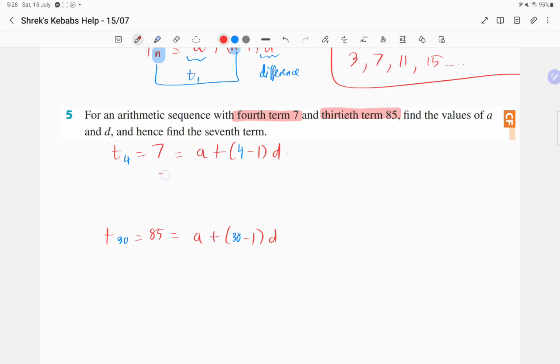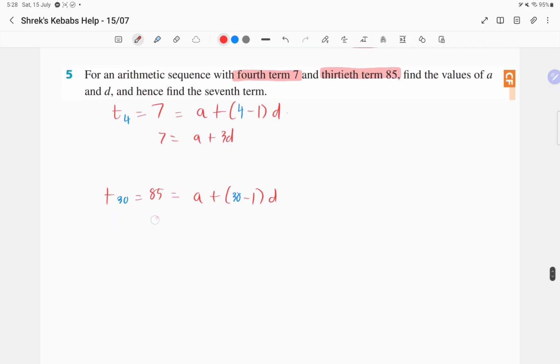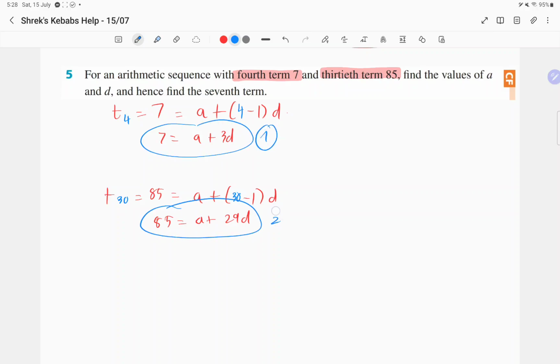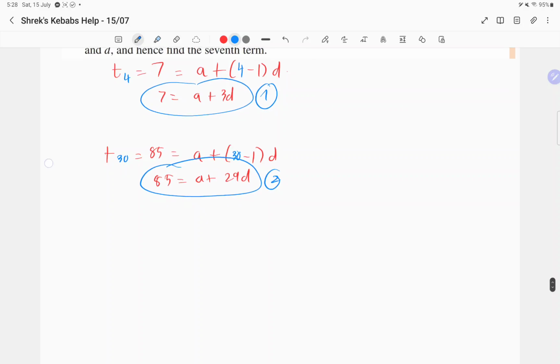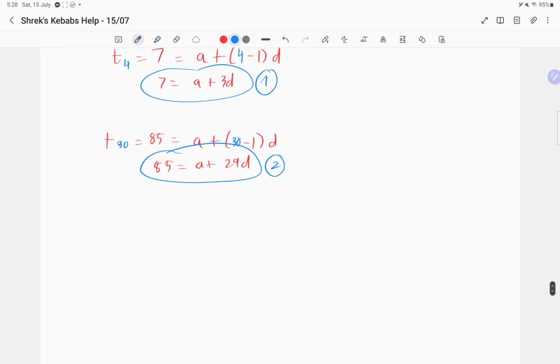To simplify the top equation, I get 7 equals A plus 3D. And then the bottom one would be 85 equals A plus 29D. Now note that this one I'll call equation 1, and this one I'll call equation 2. In order to solve this, I will need to try to get rid of one of the variables, and I would want to get rid of A. How do I get rid of A? A is a term, which means that to get rid of it, we need to subtract. So I'll take equation 2, subtract equation 1.